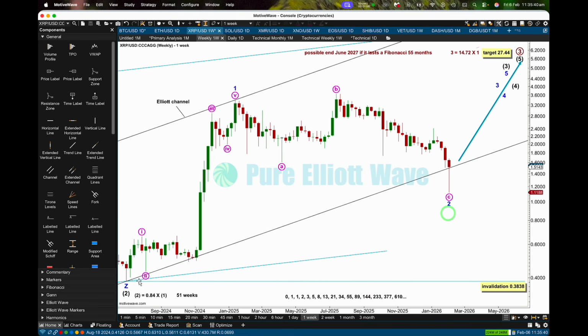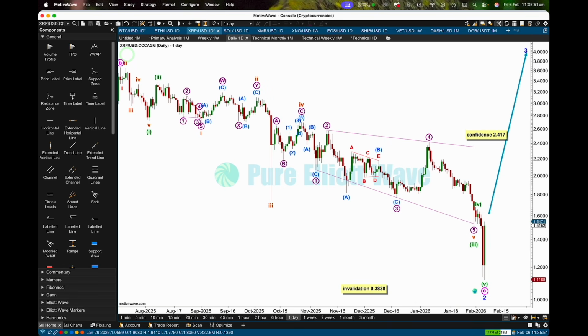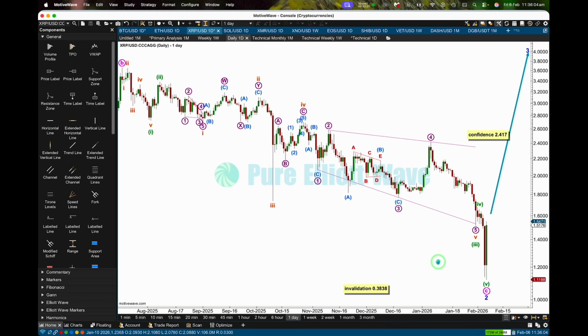Technically, minor 2 may not move beyond the start of 1 below 0.3838. Let's take a very quick look at the structure of minute C. Here is the start of it, and here is potentially the end of it, with minute 1, 2, minute 3, 4, and 5. You'll note that minute 4 is much more brief than minute 2, and this movement has a curved look. That is very normal for cryptocurrencies, for fourth waves to be disproportionate to second waves.